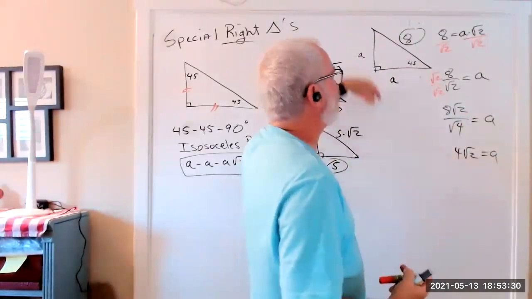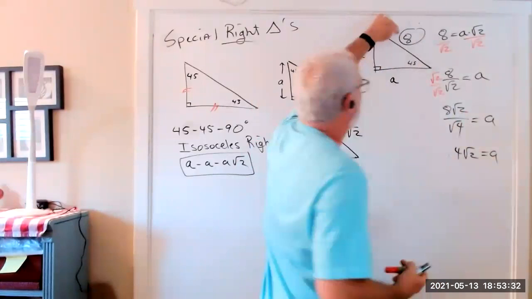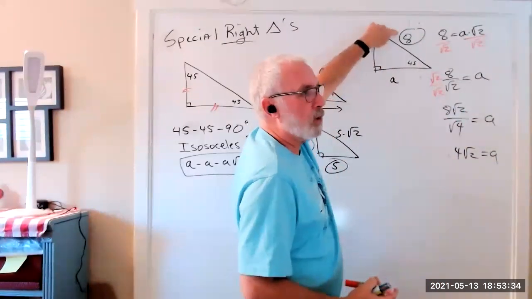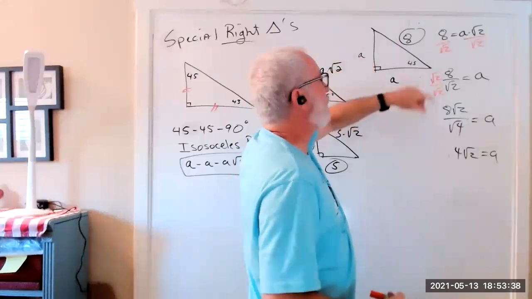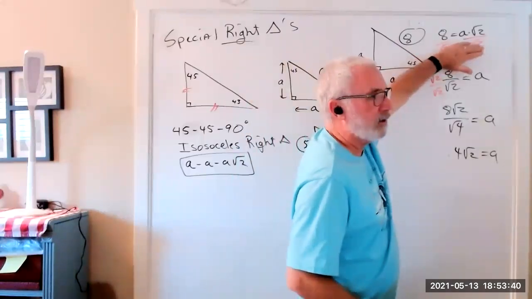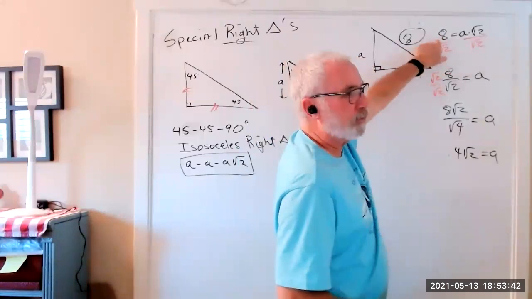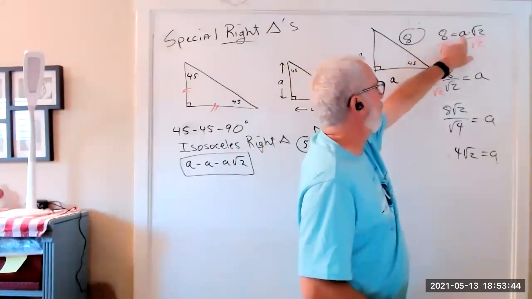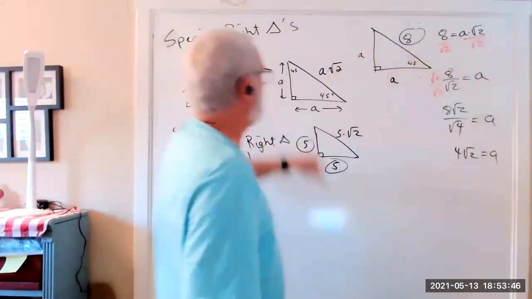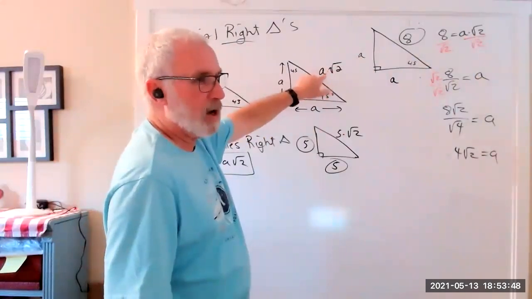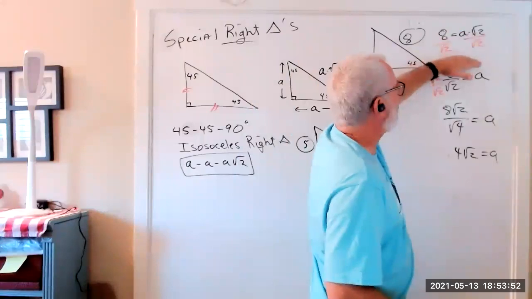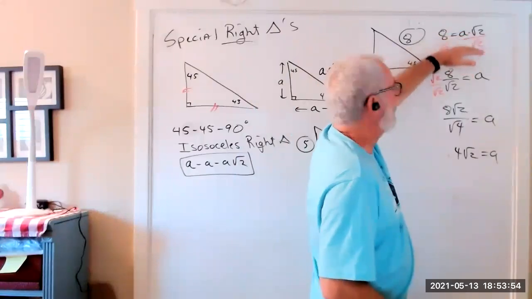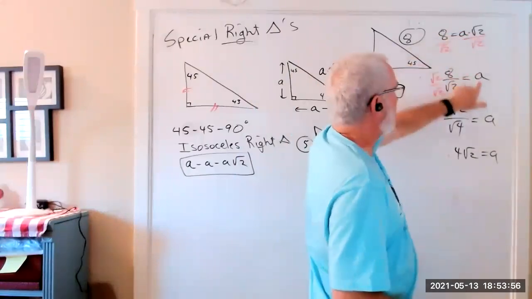So let's go back and look at my work. If I gave you the hypotenuse and wanted to know what this other leg was, then you make up this equation out of thin air. You say the hypotenuse has to equal a times radical 2 because of that formula. The hypotenuse is a times radical 2. So then you just solve this equation, solve by dividing by radical 2, get a alone.